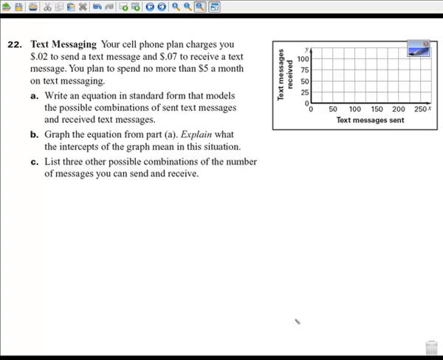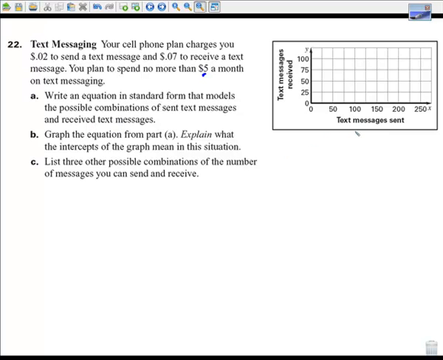Okay, here are my favorite kinds of problems. Text messaging. Your cell phone plan charges you 2 cents to send a text message and 7 cents to receive a text message. You plan to spend no more than $5 a month on text messaging, so I guess you're kind of cheap. Letter A. Write an equation in standard form that models the possible combinations of sent text messages and received text messages.